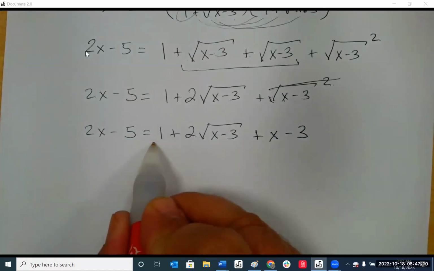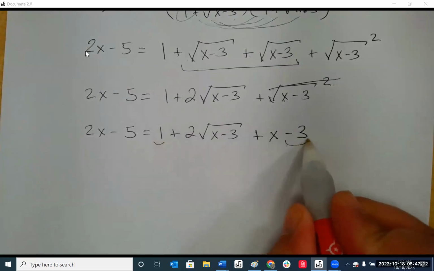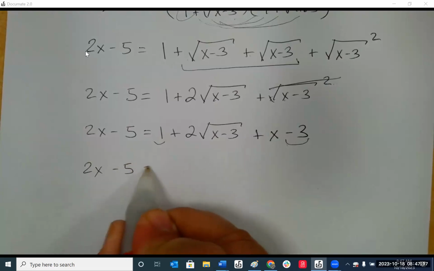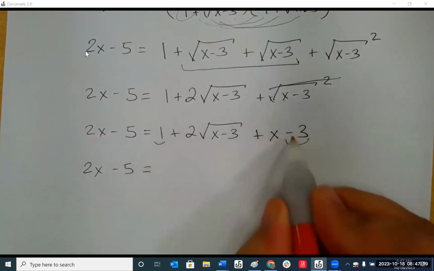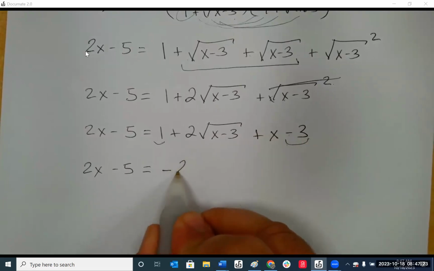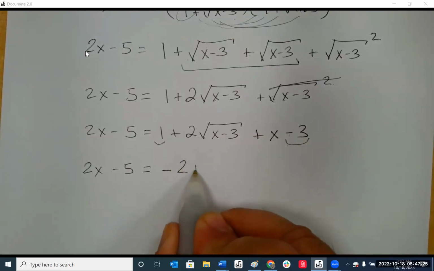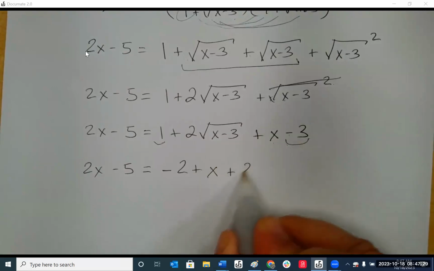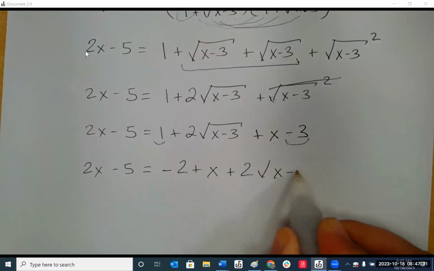Combine like terms. On the right-hand side, I have 1 minus 3. So I have 2x minus 5 equals 1 minus 3. Since 3 is bigger, it's negative. 3 minus 1 is 2. Plus x plus 2 radical x minus 3.